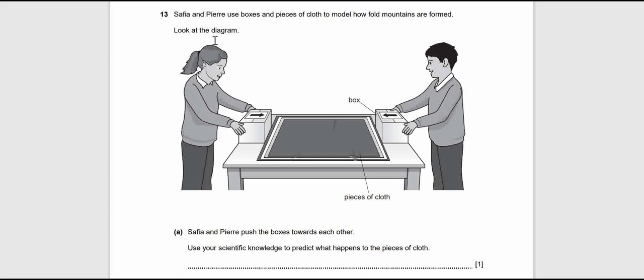Question 13 says, Sophie and Pierre use boxes and pieces of cloth to model how fold mountains are formed. Look at the diagram here: boxes and pieces of cloth. Question A, Sophie and Pierre push the boxes towards each other. Use your scientific knowledge to predict what happens to the pieces of cloth. 10 seconds from now.